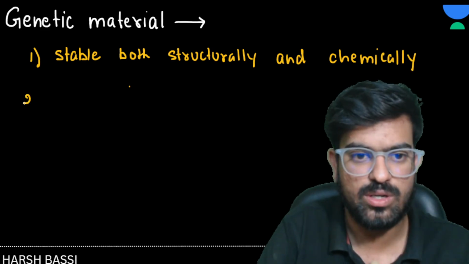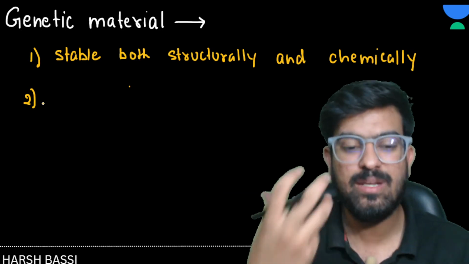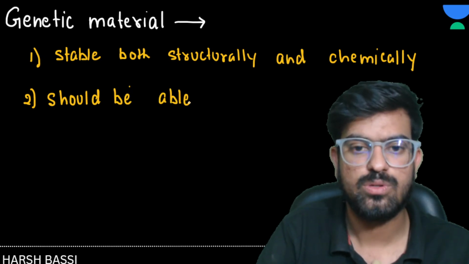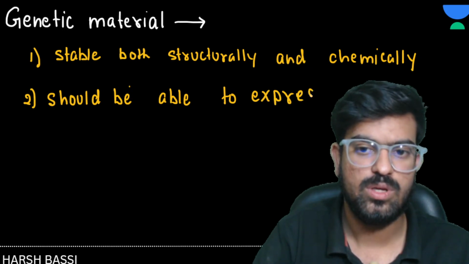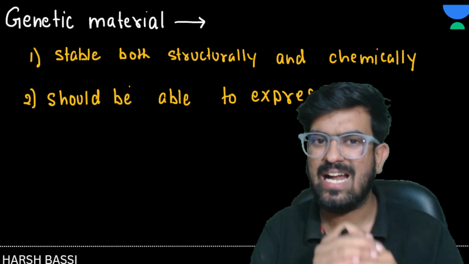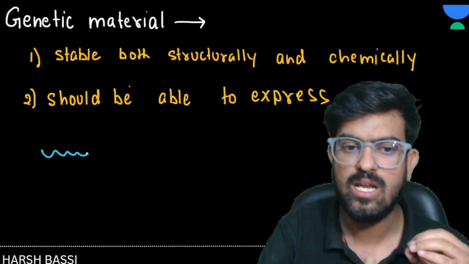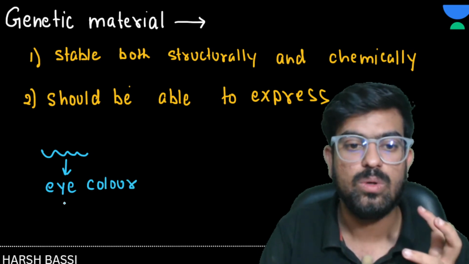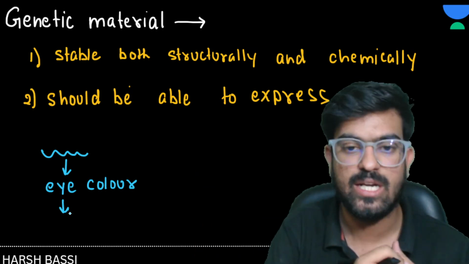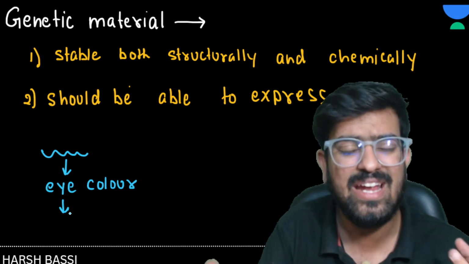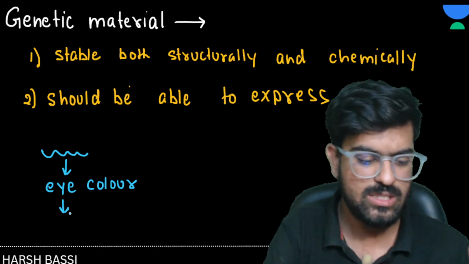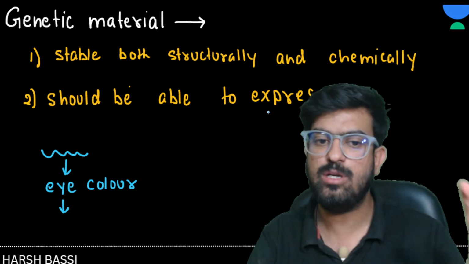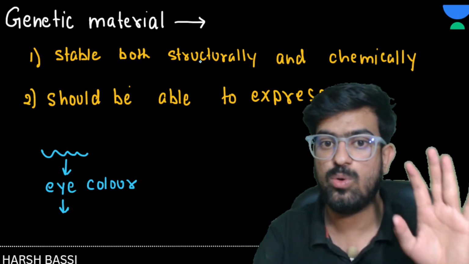Second thing is that it should be able to express itself, able to express protein. Yes or no? Like how, sir? See, if there is a genetic material, that genetic material contains some information. Let's suppose this genetic material contains the information of eye color. So this genetic material must be able to give this information so that the eye color is represented. If it is not able to express itself, then why would we call it genetic material? What's the use of the genetic material? Any doubts anywhere? Great. So the genetic material should be able to express itself, and it should be stable both structurally and chemically.